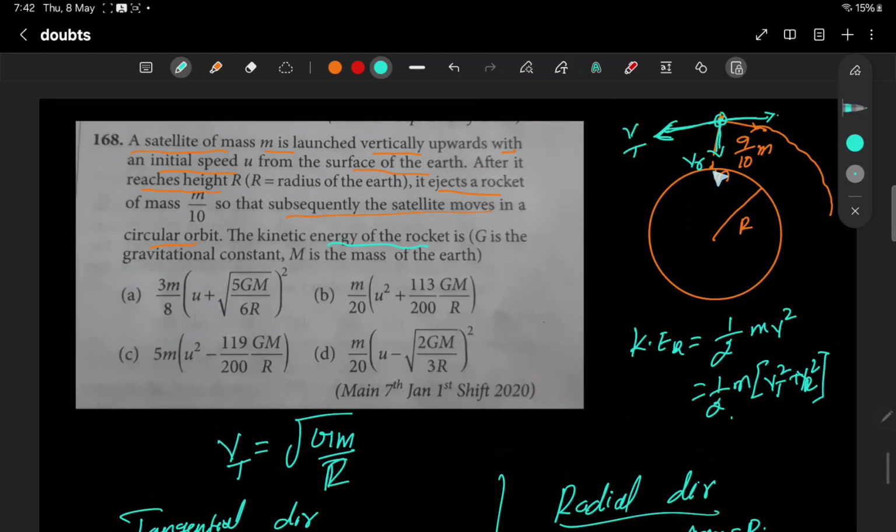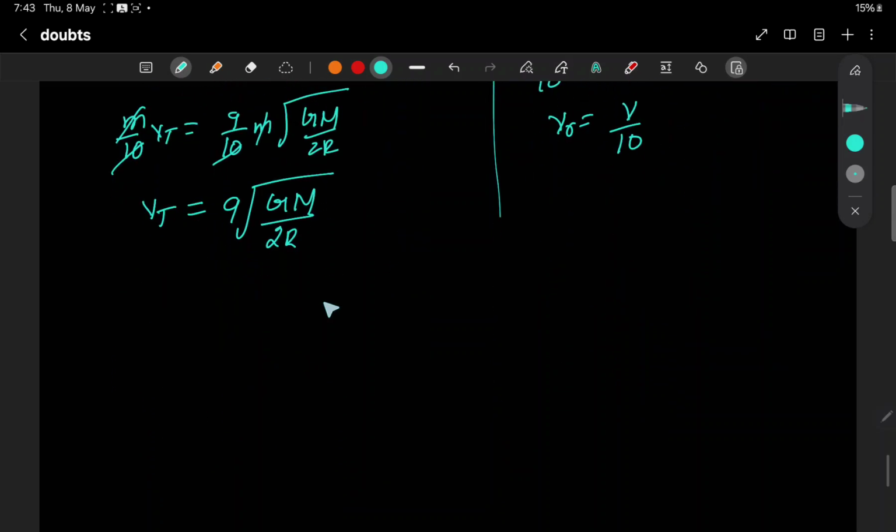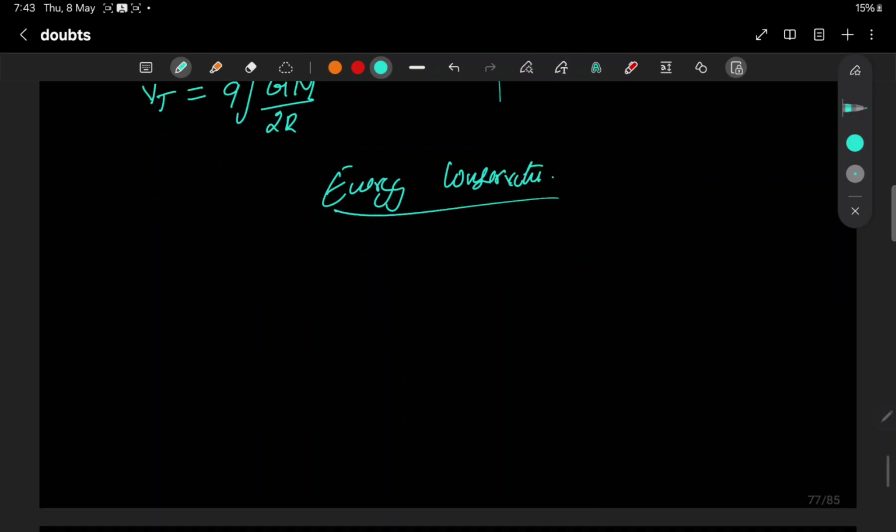So when launching, when going there, what is the final velocity of the entire system along with the rocket and satellite, that we have to find. So what can we do? Energy conservation to find this v. If you apply energy conservation, the initial energy of the satellite will be equal to the final energy before firing.